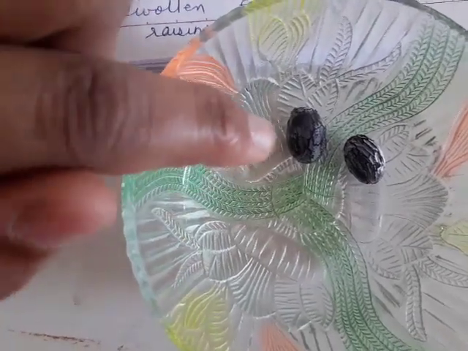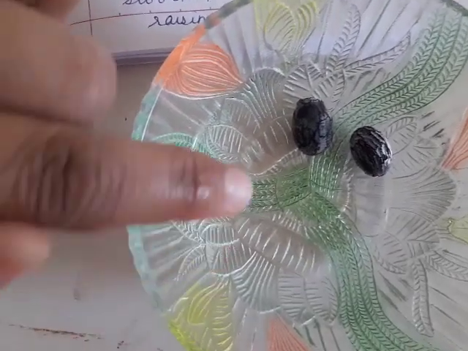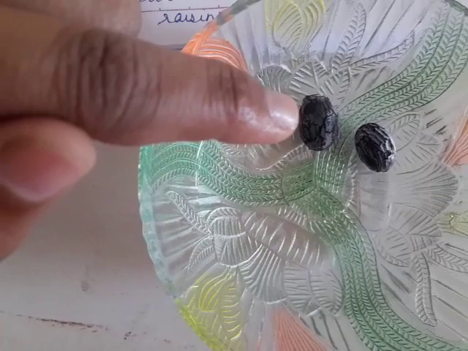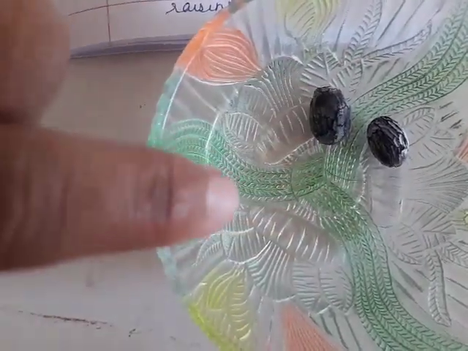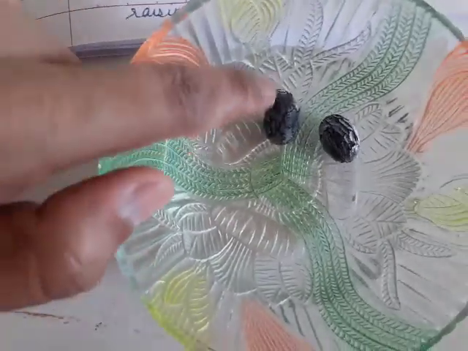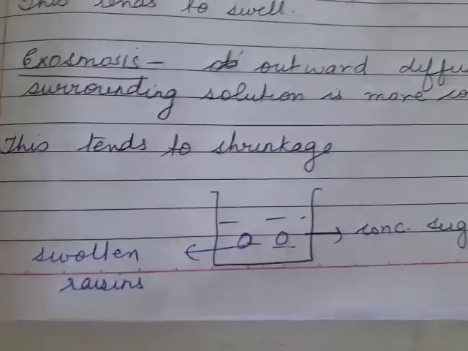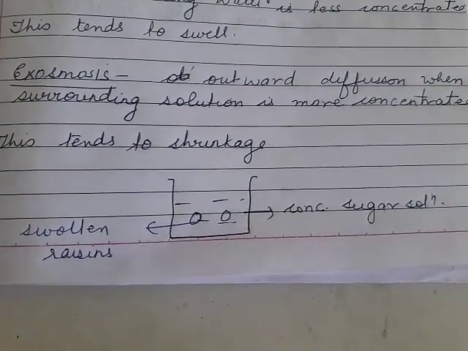and the resins did not have any water molecules before soaking, right? All the water molecules have gone into the resins and the resins have swollen. So this is endoosmosis, inward diffusion of water through a semi-permeable membrane, and this tends to swell. That is the reason these resins have swollen. So this is endoosmosis. Then what is exoosmosis? Exoosmosis is the outward diffusion when the surrounding solution is more concentrated.